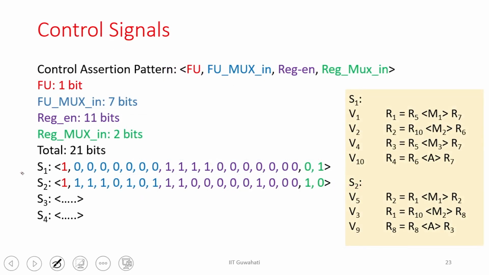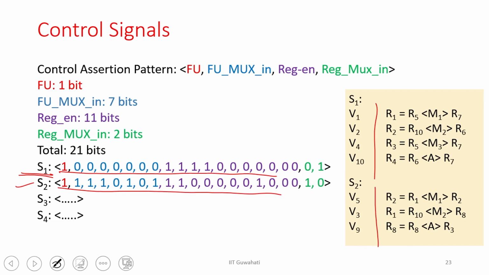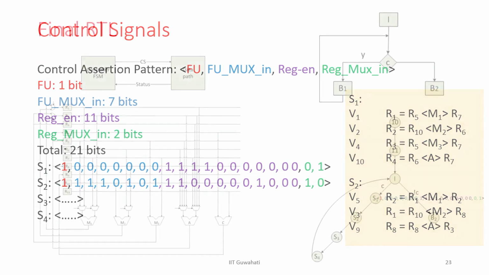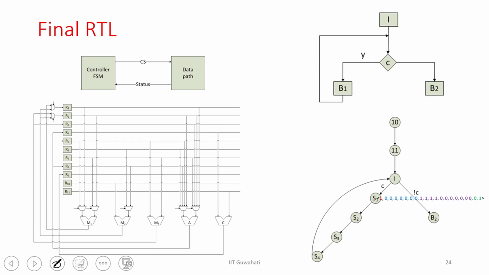that way. So these are the controls: S1 will be your control signal, so that these 4 operations can execute in the data path. In S2 this will be your control signal, so that these 3 operations can execute in the data path. So this is how your final structure will happen. This is your data path and this is your controller.